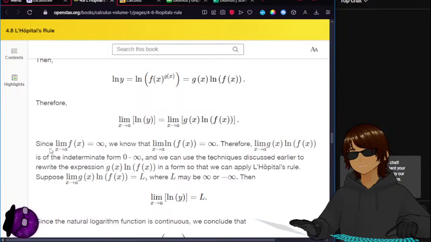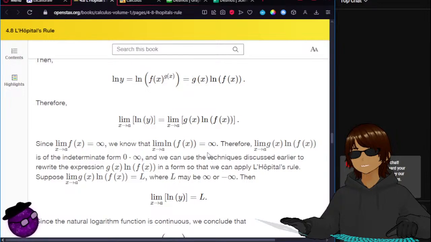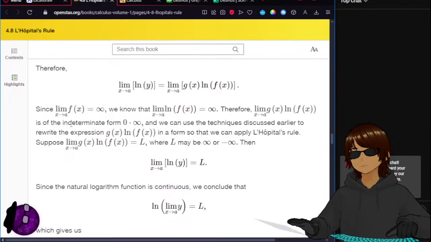Since the limit as x approaches a of f of x is infinity, we know that the limit as x approaches a of ln of f of x is also infinity. Therefore, this limit is of the indeterminate form 0 times infinity, and we can use the techniques discussed earlier to rewrite the expression g of x times ln of f of x in a form so that we can apply L'Hopital's rule.